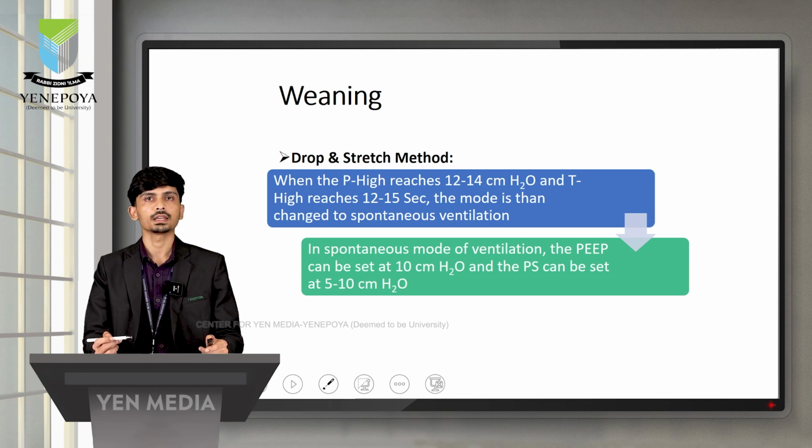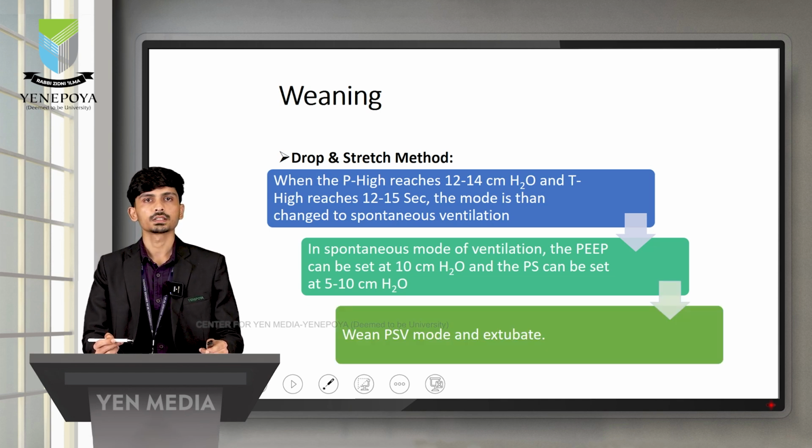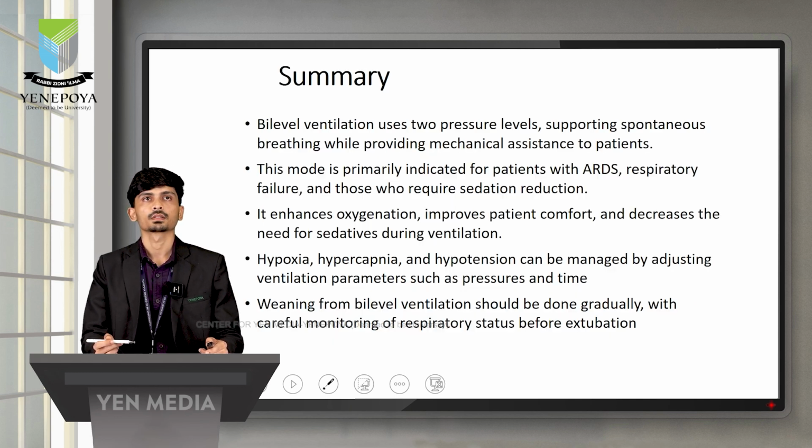The pressure support again is set to reduce the work of breathing and to gain a satisfactory tidal volume, and that can be set at anywhere around 5 to 10 centimeter of water. After you start the patient on pressure support mode of ventilation, you will wean off this PEEP from 10, 8, 6, 5 or so on, and you will reduce the pressure support as well. You will make sure it's 0, then you will wean the patient from pressure support mode of ventilation and you will extubate the patient successfully.